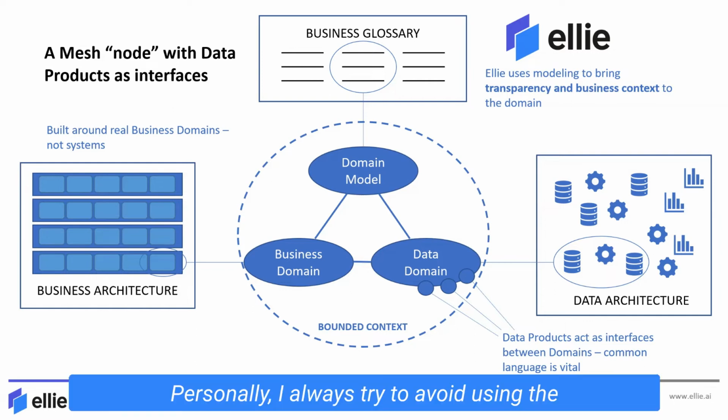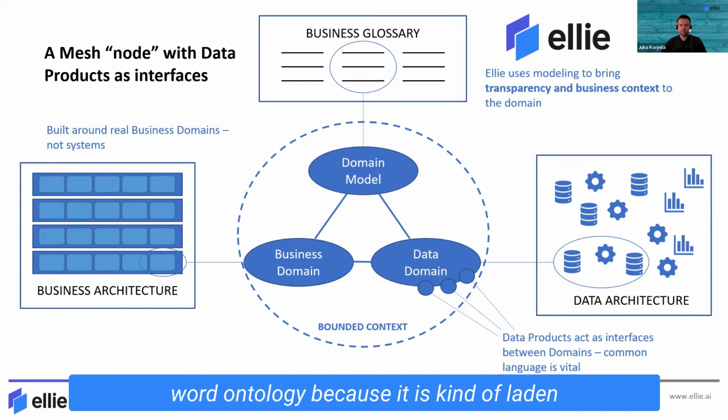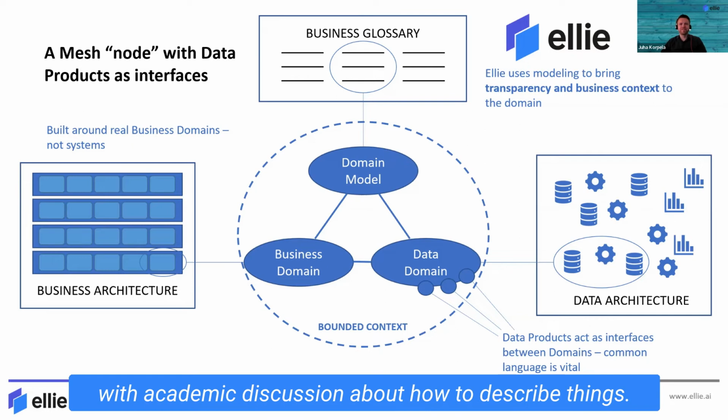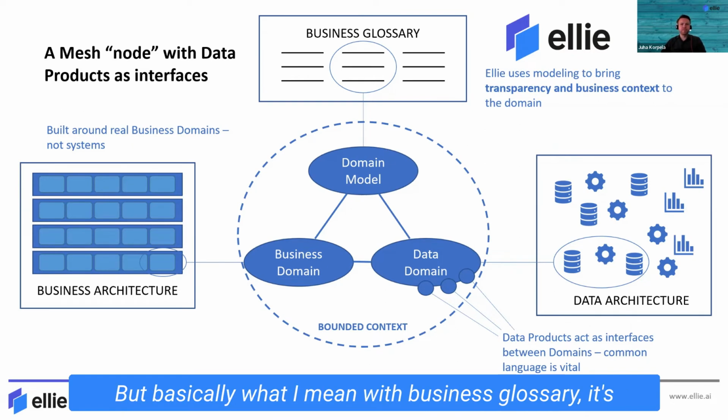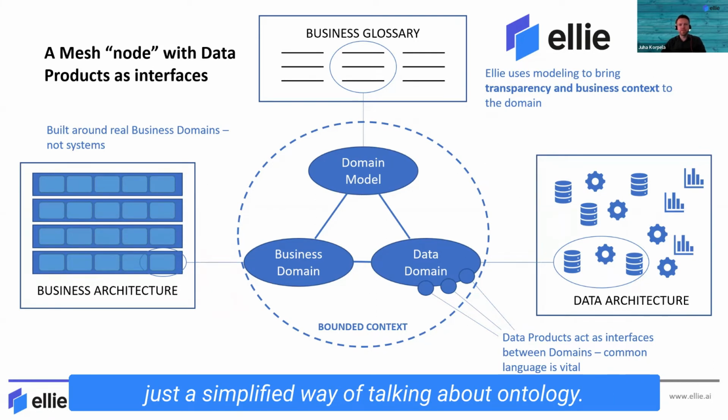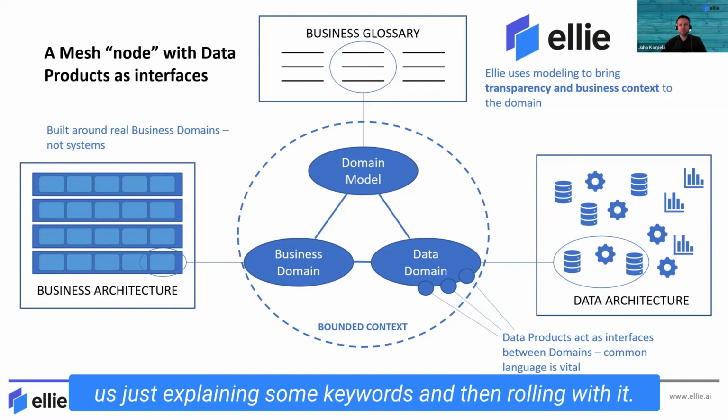Ontology. Personally, I always try to avoid using the word ontology because it is kind of laden with academical discussion about how to describe things. But basically what I mean with business glossary is just a simplified way of talking about ontologies. So what do words mean? What exists in the world? That could be a formal ontology if you're into that. I personally kind of prefer us just explaining some keywords and then rolling with it.